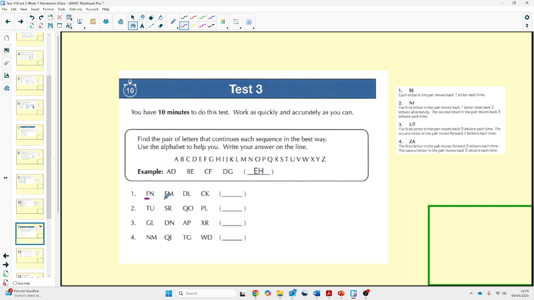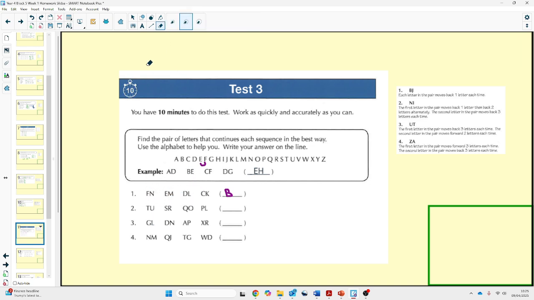So F to E is backwards 1. I'm just going to write the steps here so we know. E to D is also backwards 1. So we can see very clearly what's going on here. D to C is -1. So we need a -1 from C, which will give us B. So that's the first letter done. And then we can have a look at the second letter.